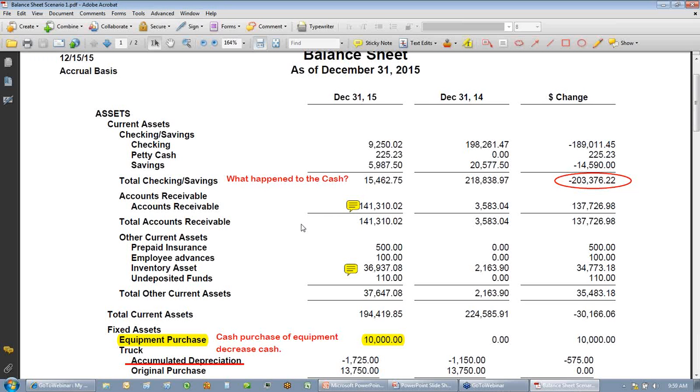Now, he may not know that he has bad AR, and believe me, I work with many owners that have no clue that they have bad AR. As an owner, you are responsible for knowing what's going on with your accounts receivable.